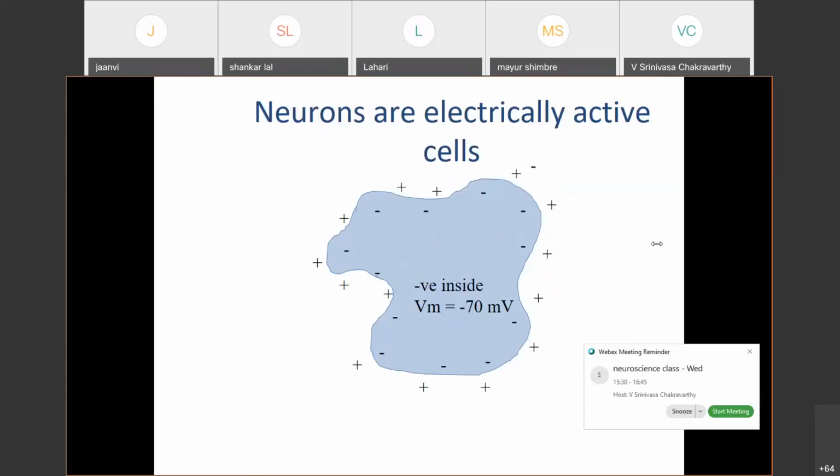Yeah, so there's a voltage difference between inside and outside. Inside is typically around minus 70 millivolts. It can vary anywhere between minus 90 and minus 50 or 60 millivolts, with respect to outside, where you take the outside as a ground potential.